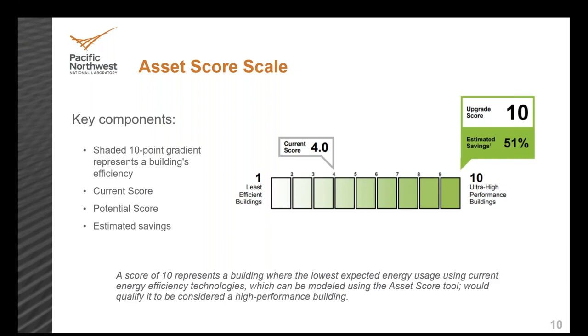There are call-out boxes above the score scale, which include a current score, which is the score generated for a specific building entered into the asset scoring tool, and a potential score, which is an estimated score that may be achieved after recommended efficiency upgrades identified by the asset scorer are made. There's also a notice of estimated savings, which reflect the reduction in source energy that would result from undertaking all of the efficiency improvements identified by the tool. I do want to point out that actual savings, of course, will depend on a variety of factors, including actual operating conditions.